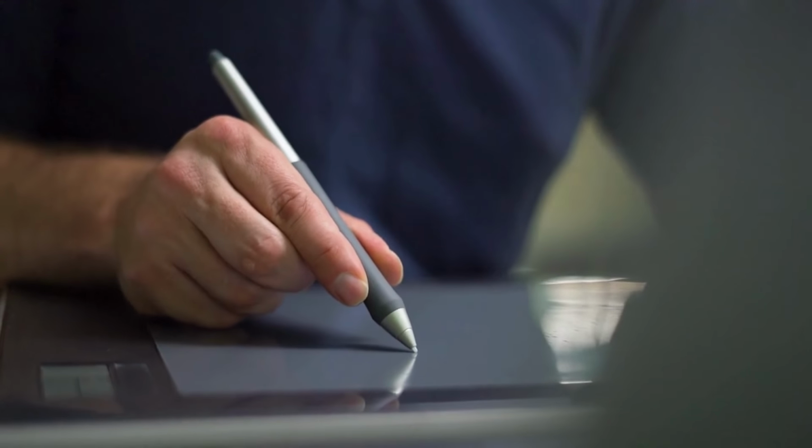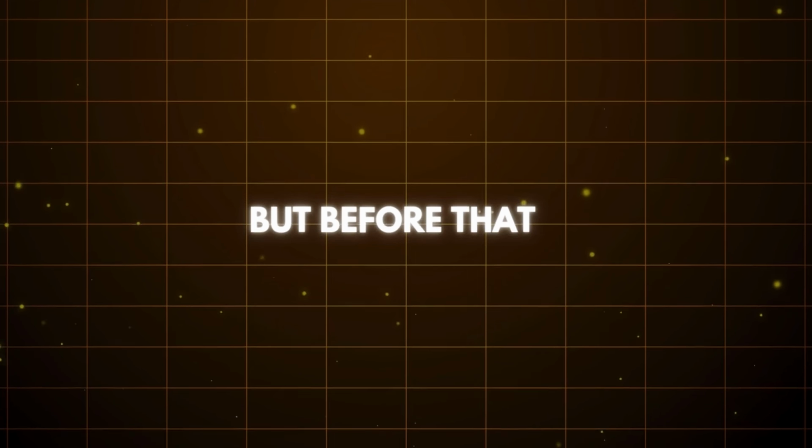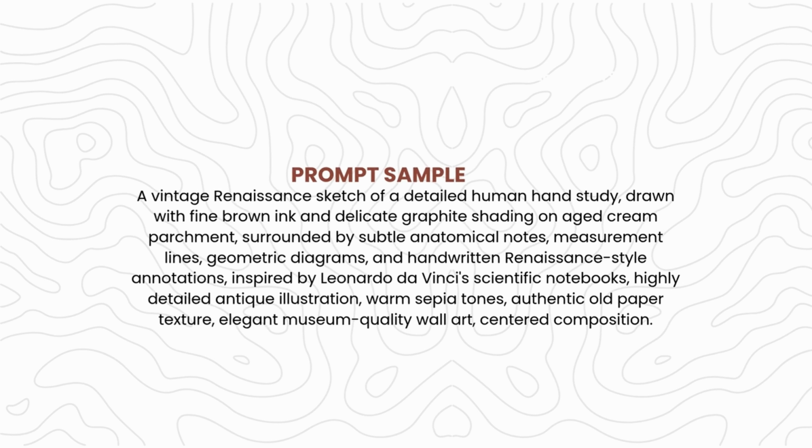Now, to create this type of vintage Leonardo-inspired wall art using AI, I found Canva's Magic Media, but before that, I started with a prompt like this: a vintage Renaissance sketch of a detailed human hand study, drawn with fine brown ink and delicate graphite shading on aged cream parchment, surrounded by subtle anatomical notes, measurement lines, geometric diagrams, and handwritten Renaissance-style annotations, inspired by Leonardo da Vinci's scientific notebooks. Highly detailed antique illustration, warm sepia tones, authentic old paper texture, elegant museum-quality wall art, centered composition, vertical 2:3 poster format, no modern objects, no frame.